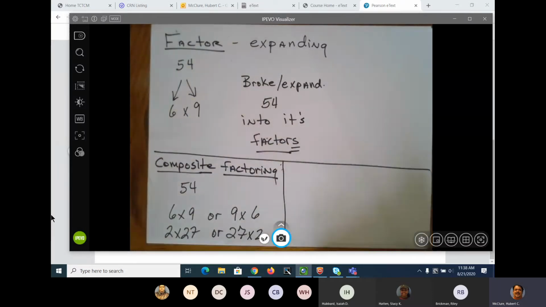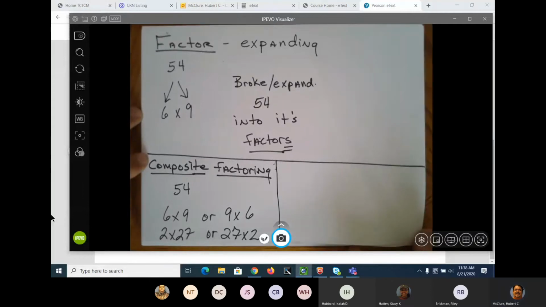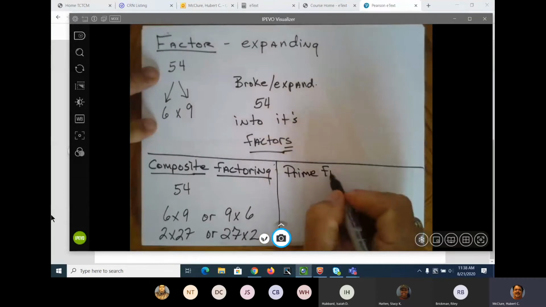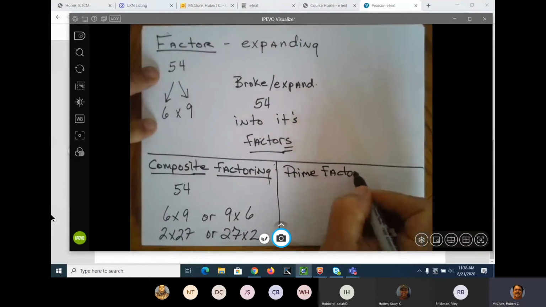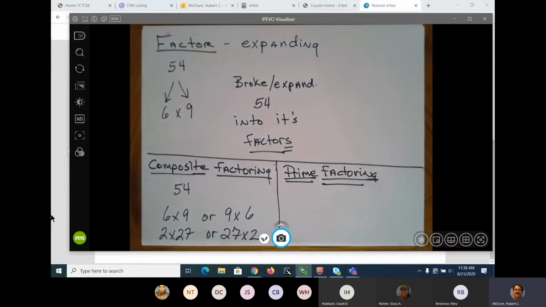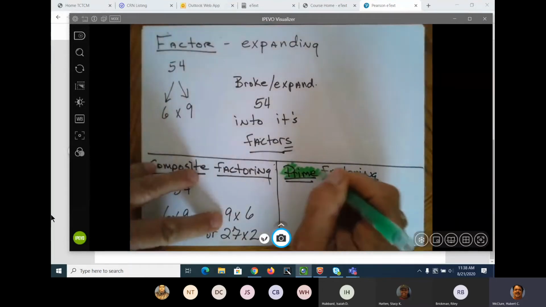The opposite of composite factoring, anybody want to take a guess at it? Prime factoring. And that's what we're going to focus on. 5.3, we are focusing on prime factorization.